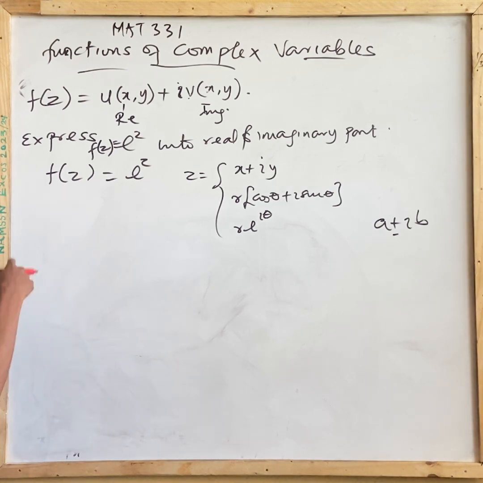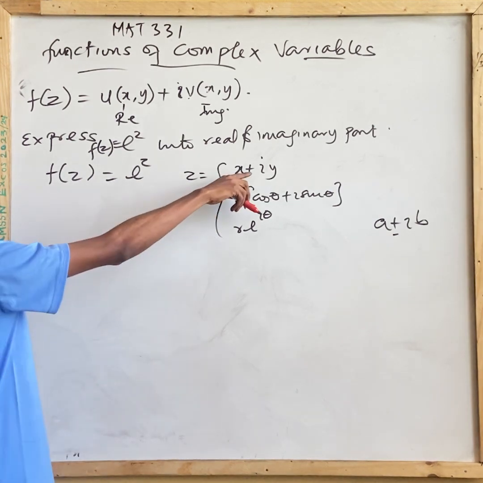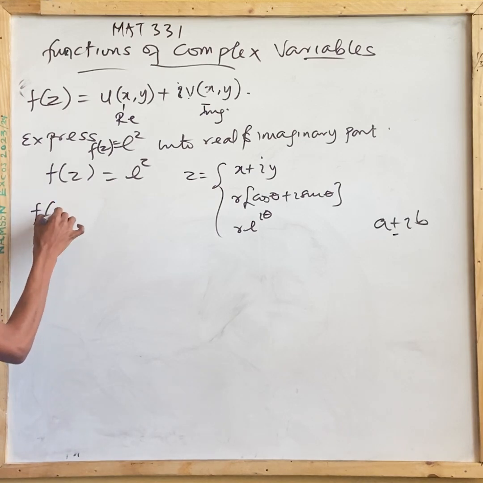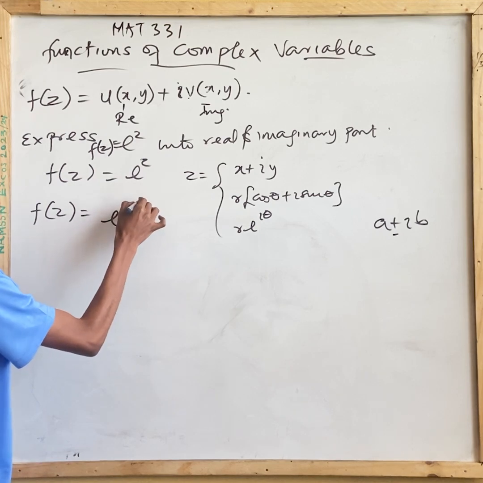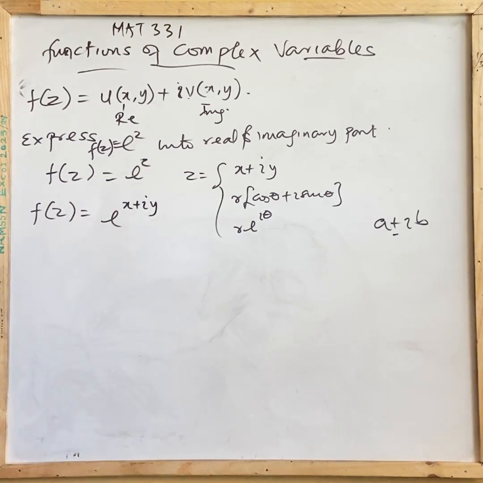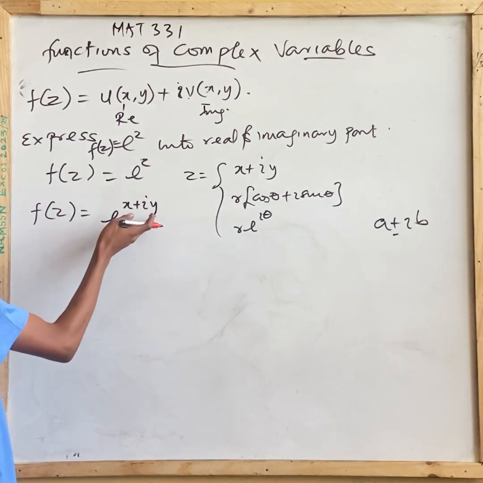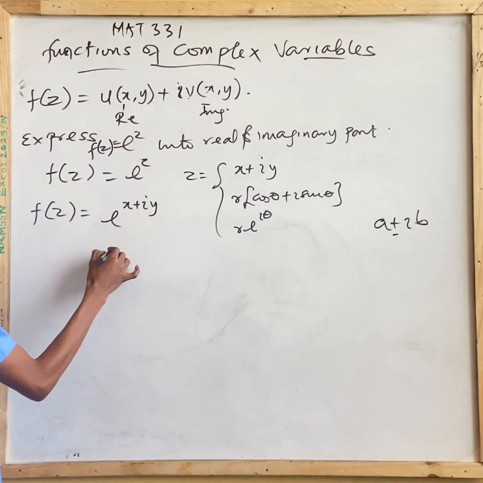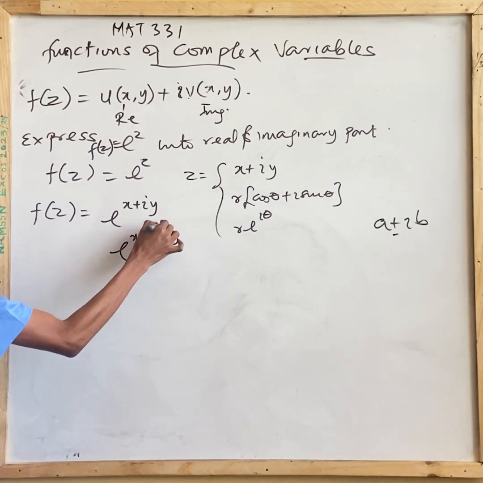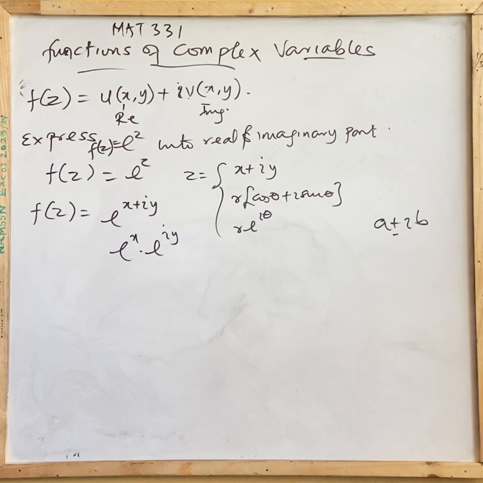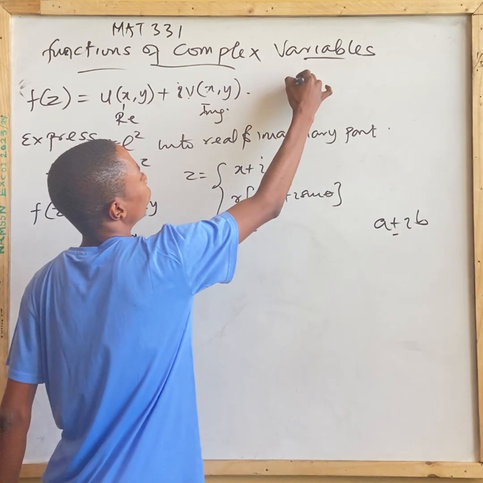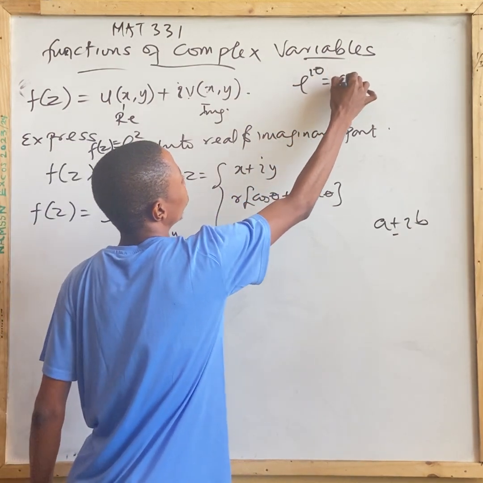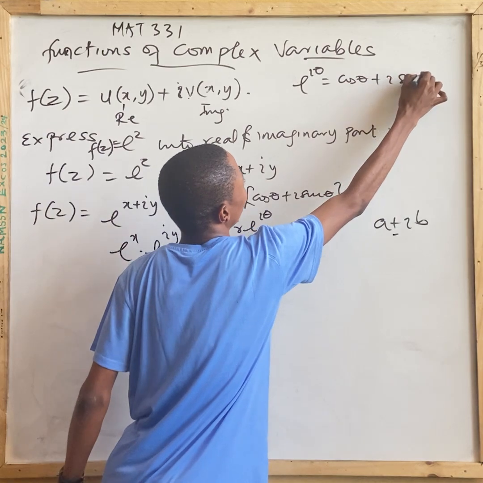So which one are we going to pick? If I pick the first one, f of z equals e raised to power z, I will change it to e raised to power x plus iy. And you know from indices, x raised to power a times x raised to power b, so I can split this into e^x times e^(iy). With that, you know from Euler's formula, e raised to power i theta equals cos theta plus i sin theta.